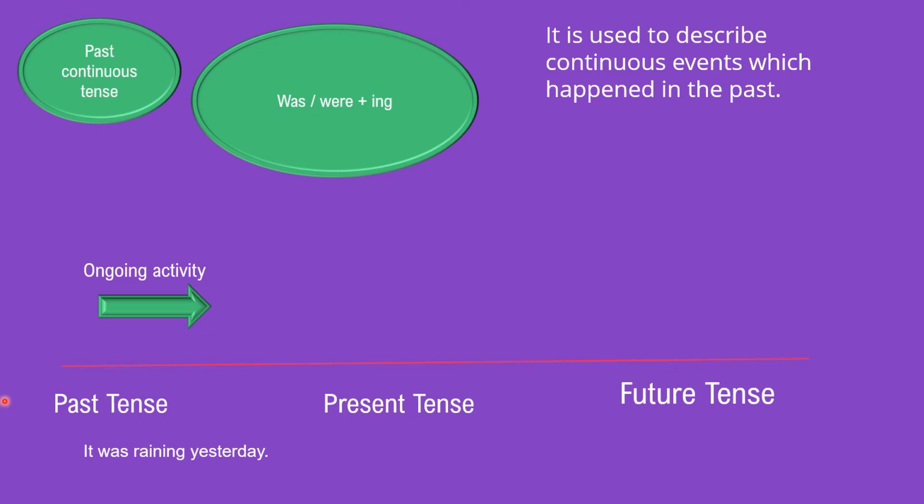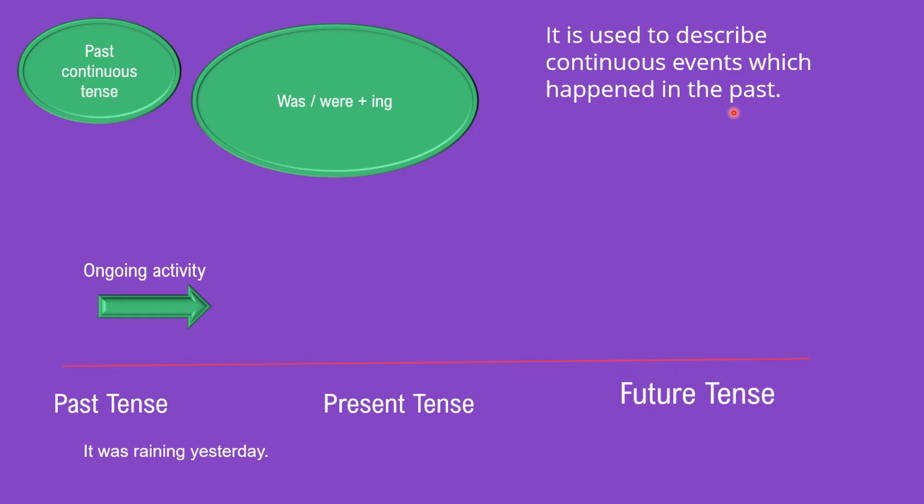Past continuous tense. What is it? It is an ongoing activity. When? Now? No. Somewhere in the past this activity was going on. For example, it was raining yesterday. So what is it? It is used to describe continuous events which happened somewhere in the past.